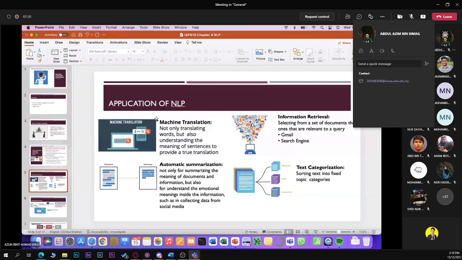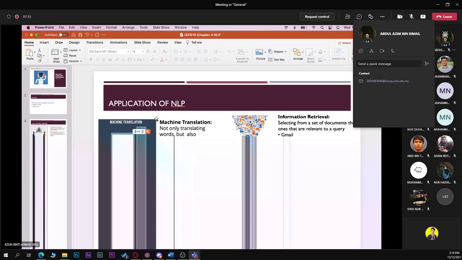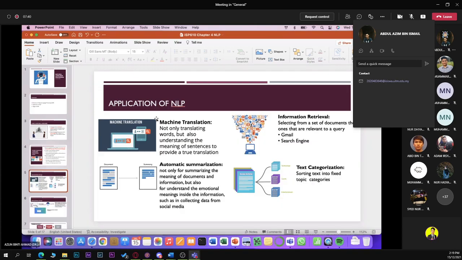Okay, next is the application of NLP. We know that NLP has been used in many areas for many purposes. One of them is machine translation. When you want to do machine translation, you need to look at every single component dekat dalam sentence tu. So dia bukannya direct translation yang macam dulu, dia akan translate words by words, but now they are looking at the structure of the sentence and then they try to translate so that we will get accurate translation. And then we can also use NLP for information retrieval, automatic summarization, and text categorization.